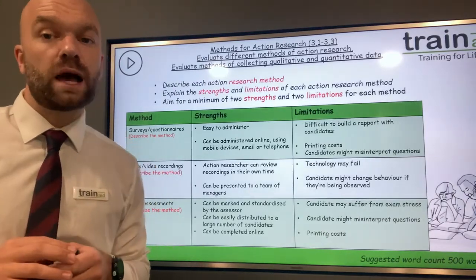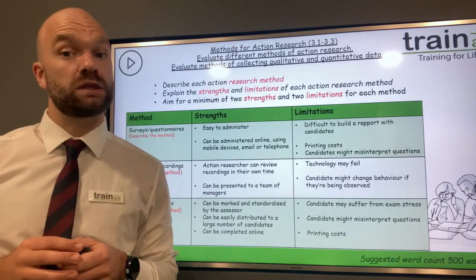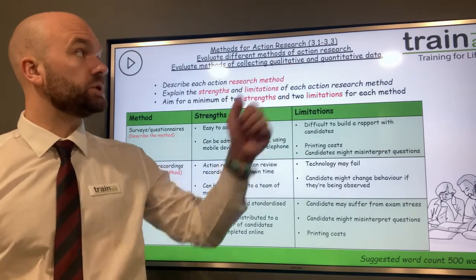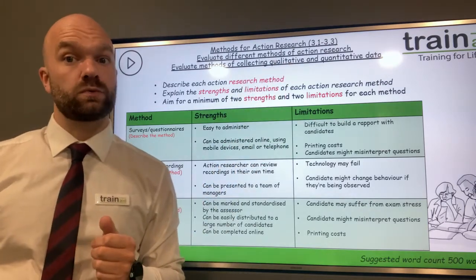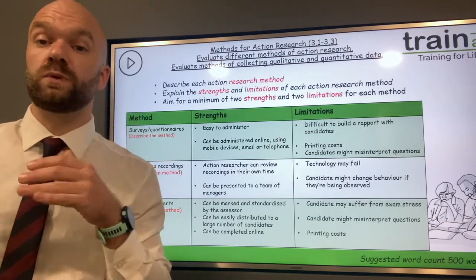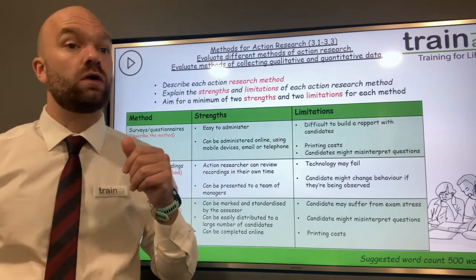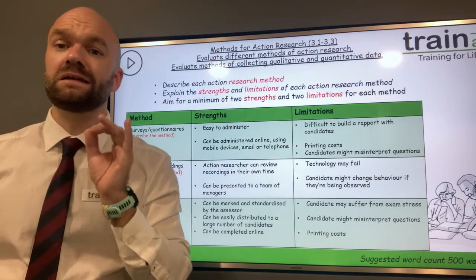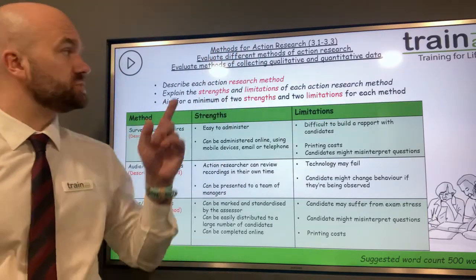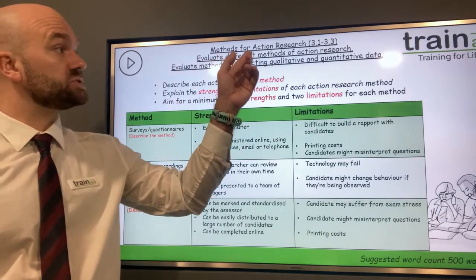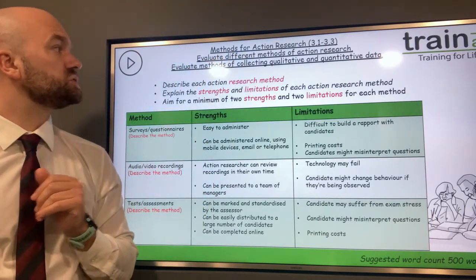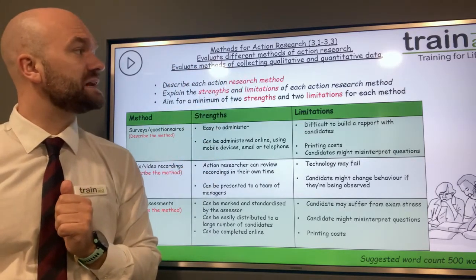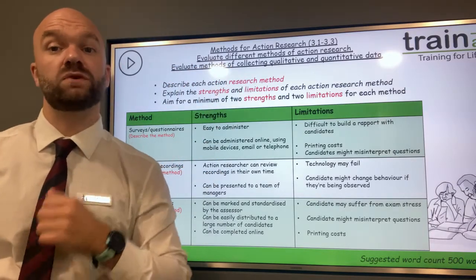Following on from our introduction to the unit, we are now going to be looking at criteria 3.1 and 3.3. Essentially, we are going to be looking at a variety of different methods for action research. And in this assignment question, we are going to be evaluating the different methods of action research and also to evaluate methods of collecting qualitative and quantitative data.